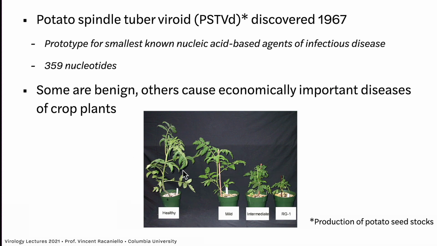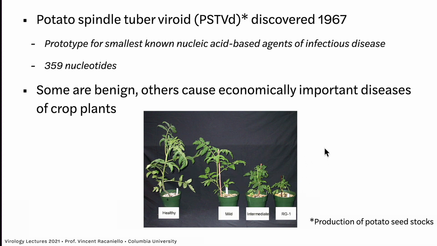This is a tomato plant. Here's a healthy plant without any viroids. And then these are tomato plants that had been infected with 3 different viroids. And you can see they have different effects on the growth of the tomato plant. And so you don't want these, if you're growing tomatoes for a living, you don't want these in your tomatoes.